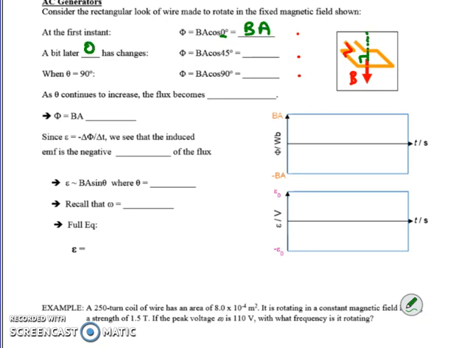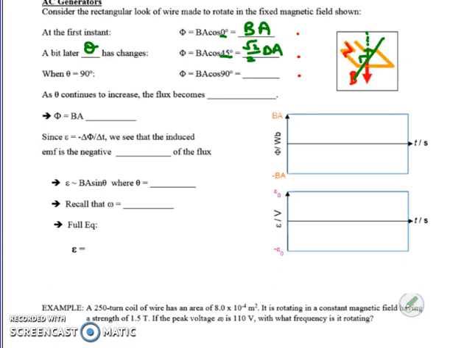A bit later the angle is going to change because we're spinning it. So let's pretend it is oriented so that the angle is 45 degrees. In other words, the loop is oriented like that, such that this angle is 45 degrees. Well, cosine of 45 is radical 2 over 2, so it's a fraction of BA.